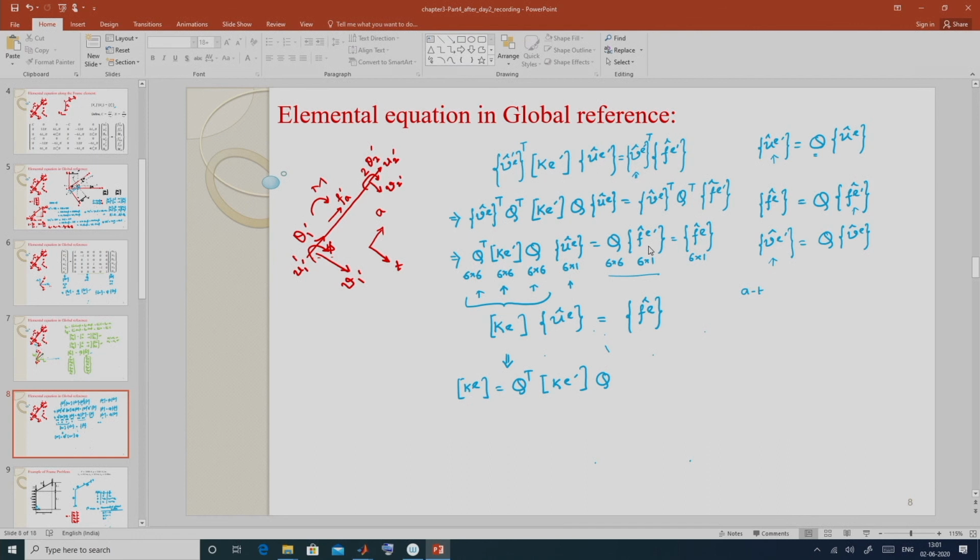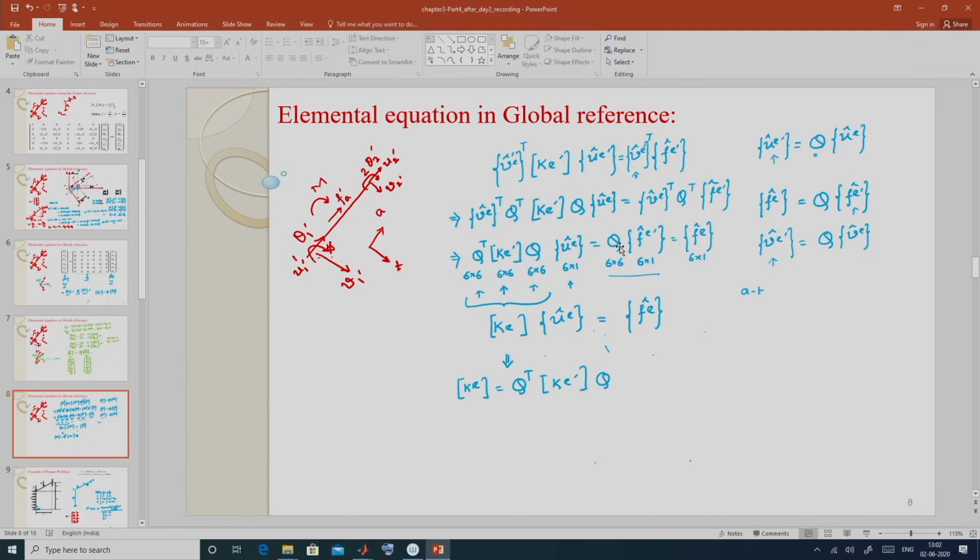This is because distributed load always will be given in local frame. So, it is always advisable that you calculate the distributed load part in local frame. After that you have to pre-multiply with Q to get the components of that Fe prime in global frame. You have to pre-multiply with this Q. We have already explained this.